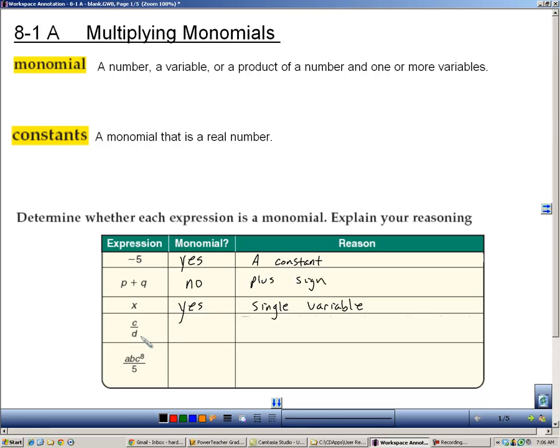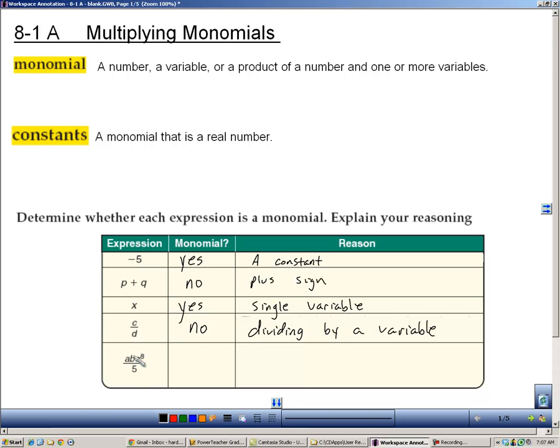How about this one? C over D. Well, it looks like it should be a monomial, but it's not. And the reason it's not is because you're dividing. And specifically, you're dividing by a variable. You cannot divide by a variable. You have to be multiplying, which is why the word product is used up here in the definition.